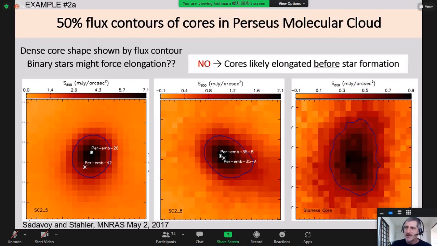Based on this observation, we speculate that elongated cores that host binary systems were already elongated prior to star formation. In order to clarify this and identify potential mechanisms for the elongation, we plan to do a systematic survey of starless cores. Let's look at version 2.